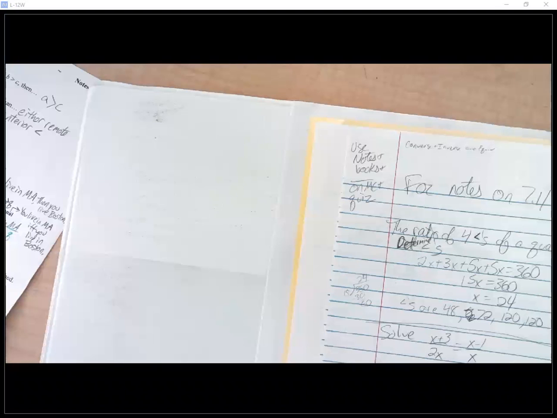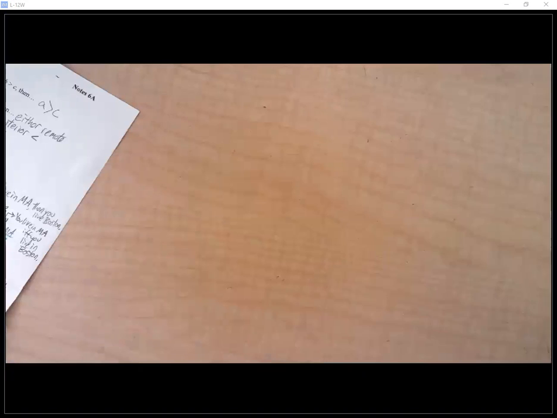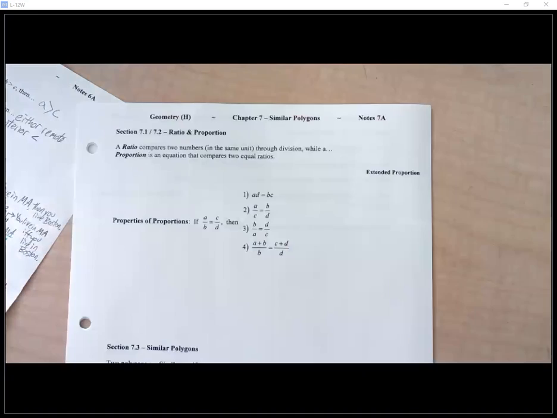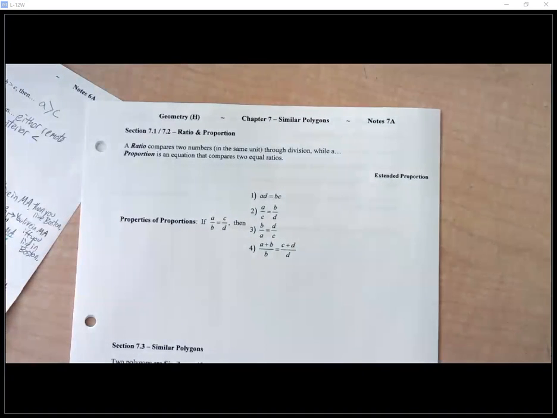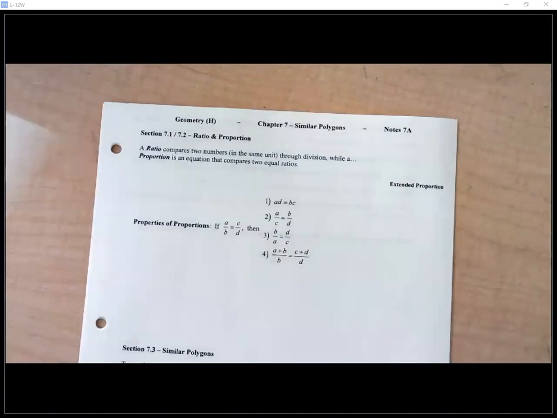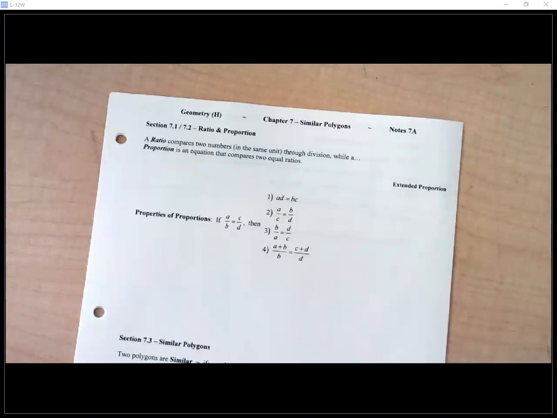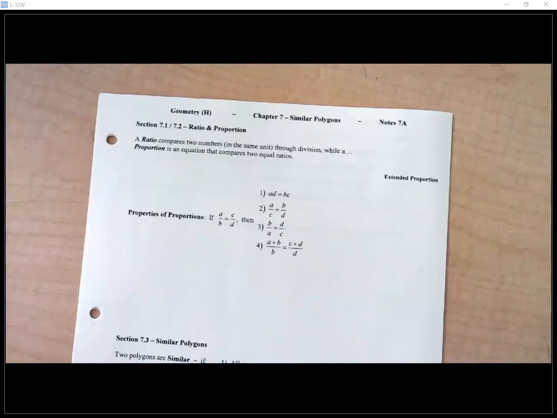Okay, so taking a look at chapter 7. You'll notice we are starting off talking about ratio and proportion. I wonder why that's important in geometry. Don't worry, I'll tell you all about it. First, we're basically going to refresh our memory on some of our ratio and proportion. What are they? What are the rules? How does this work? So let me grab a pencil here.